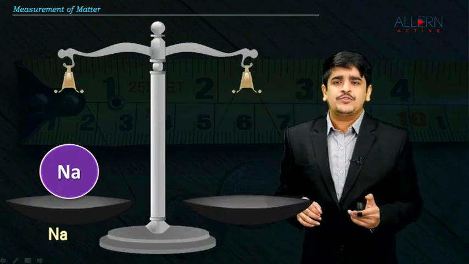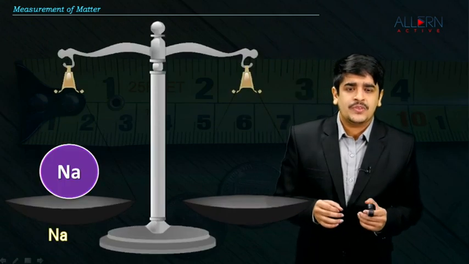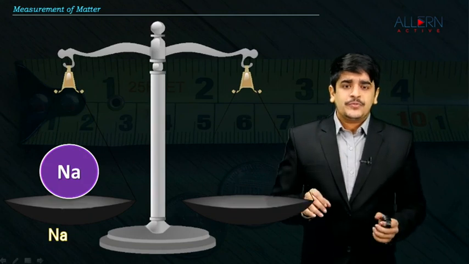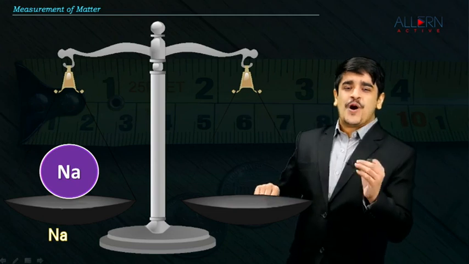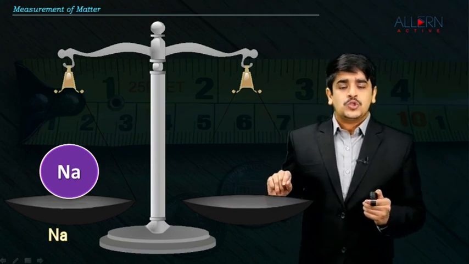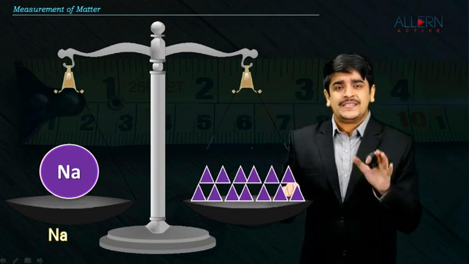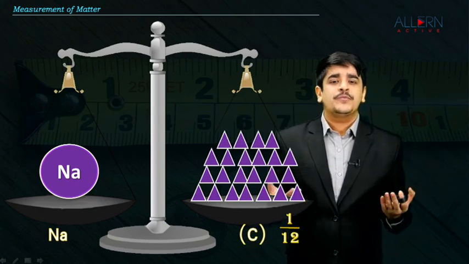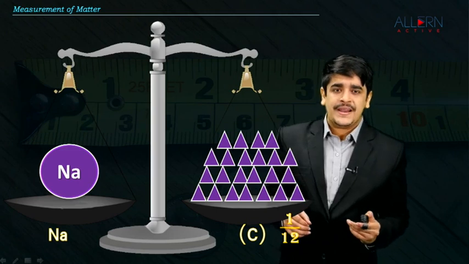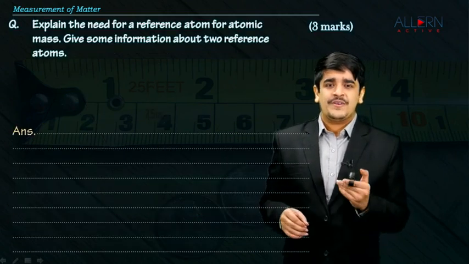Over here, who do we have to the left? We have an atom of sodium. Now, sodium atom is 23 times heavier as compared to 1/12 the mass of a carbon atom. So I will need 23 pieces of 1/12 the mass of a carbon atom to give me 1 atom of sodium, so that the pan is perfectly balanced. When we write this information down, let's have a look.